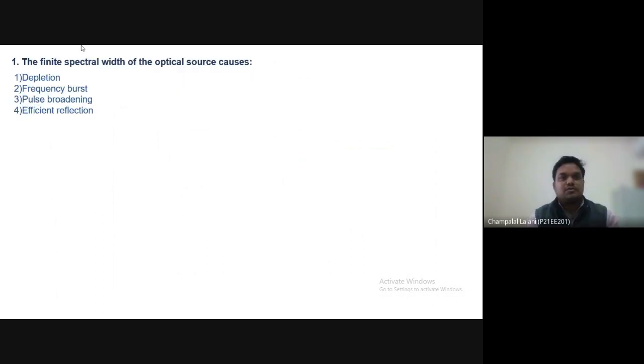So this is the first question. The finite spectral width of the optical source causes: you have four options. It causes depletion, frequency burst, pulse broadening, or efficient reflection. If you know the answer, you can give the answer by putting your mic on, or you can write in the message box. This is a simple question. I hope everyone should know it.